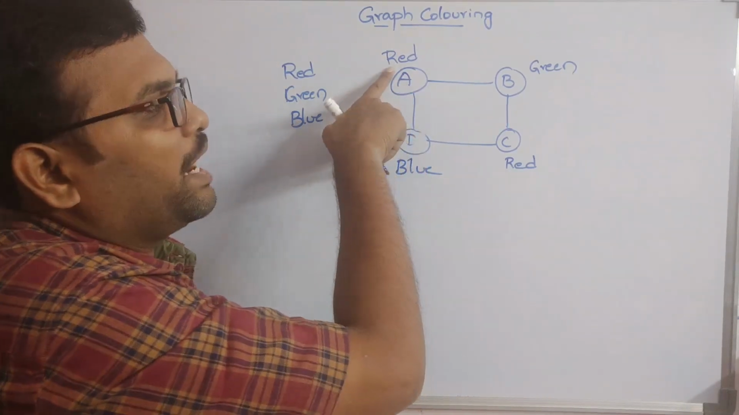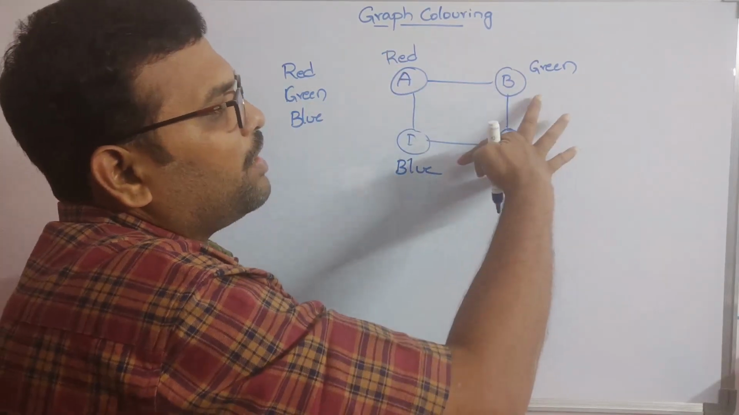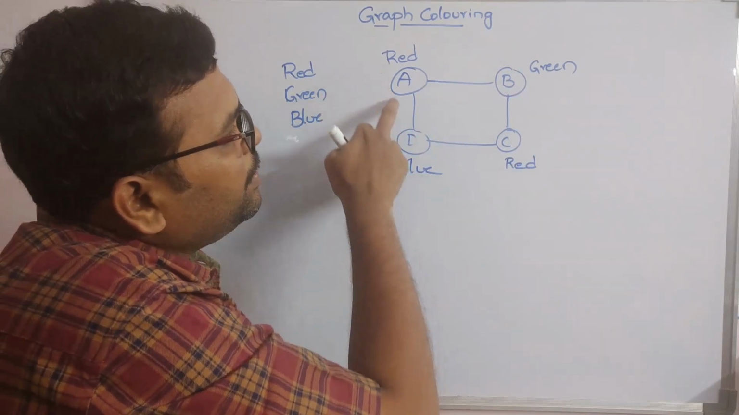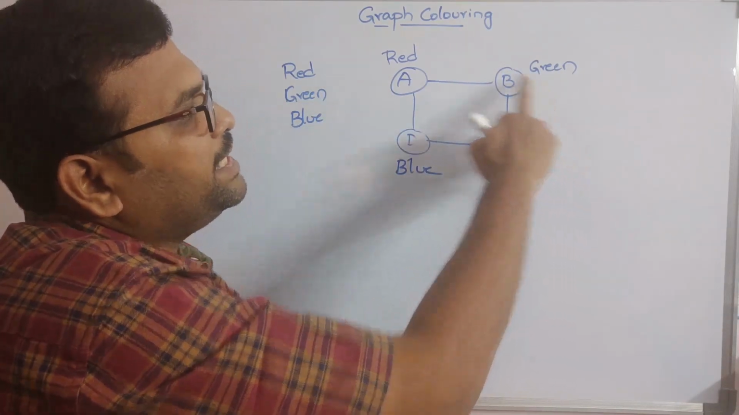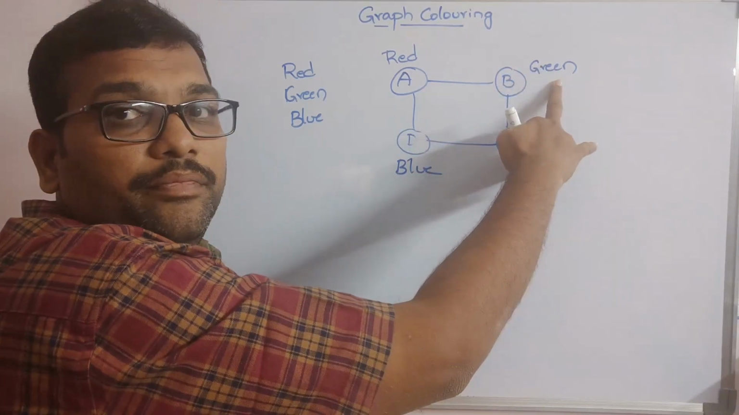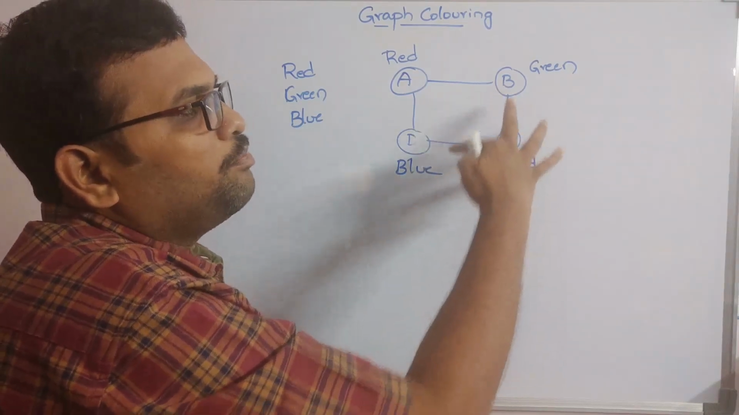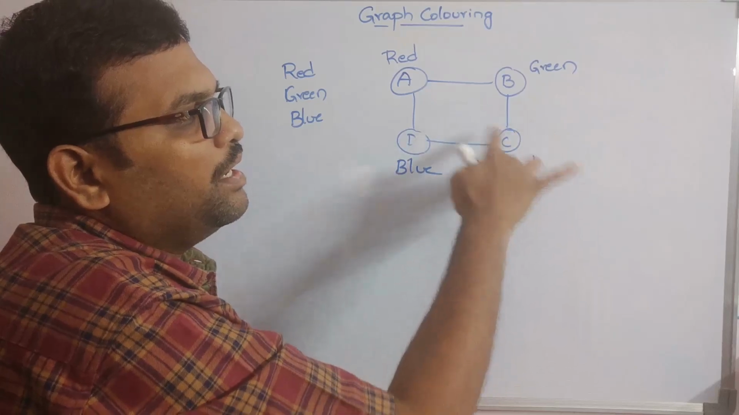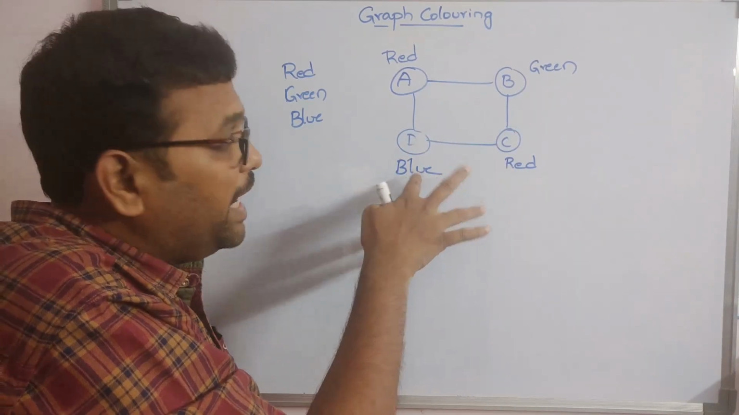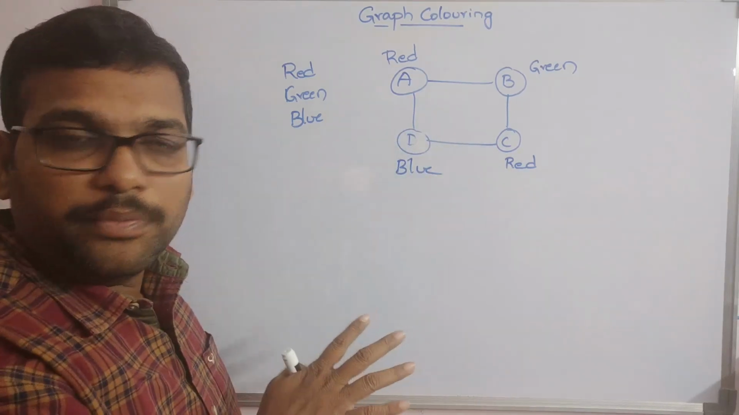So you can observe we have filled this such that no adjacent nodes are colored with a similar color. A is colored with red. What are the adjacents? D and B. Both are with different colors. B is green. What are the adjacents? A and C. A and C were not colored with green. C is red. What are the adjacents? D and B. Both are not colored with red. And D is colored with blue. The adjacents are A and C, which are not colored with blue. So this is one option.